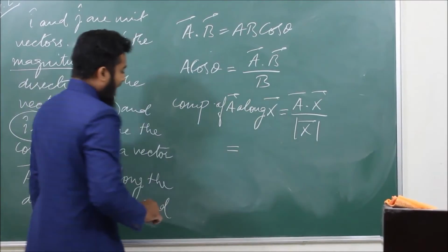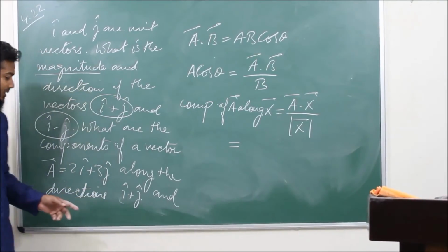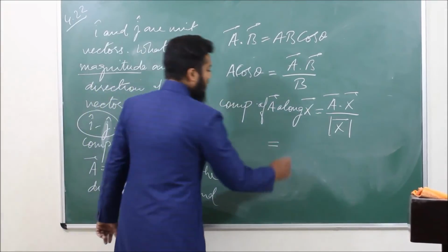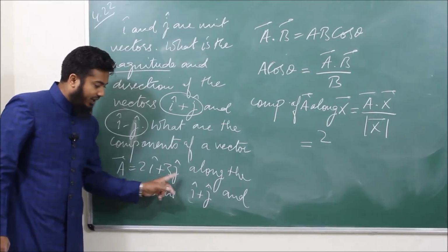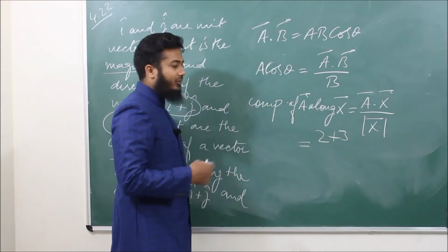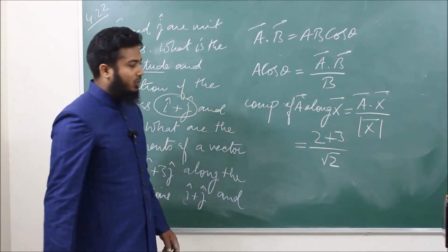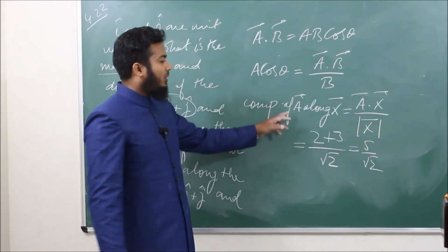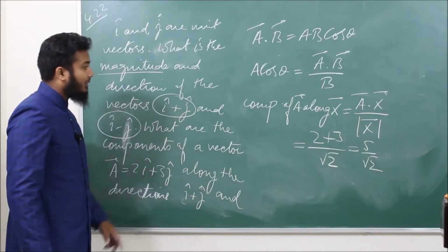Then what will be A dot x? This is our A vector and this is our x vector. And how to find the dot product? You multiply the x components. 2 into 1 is 2. And you multiply the y components together. So 3 here and 1 here. 3 into 1 is 3. So A dot x is 2 plus 3, which is 5. And the magnitude of the x vector we just calculated is square root of 2. So 5 upon root 2 is the magnitude of vector A along the x vector, which is i plus j.